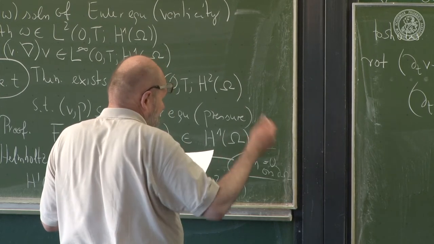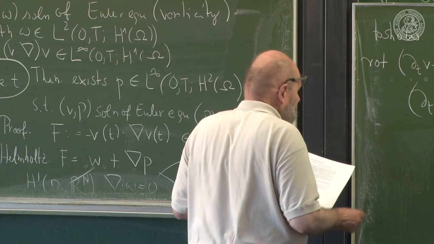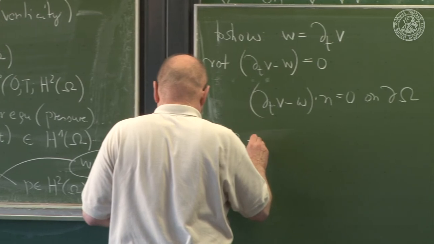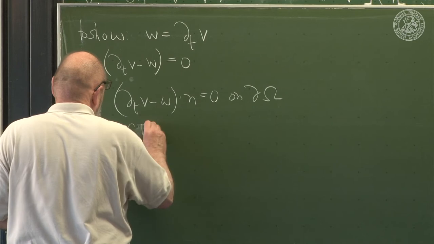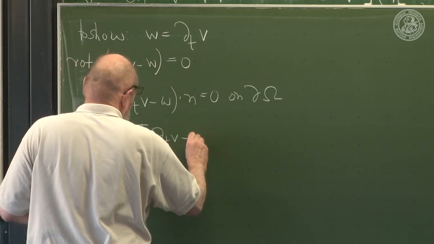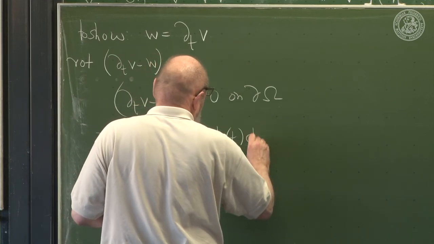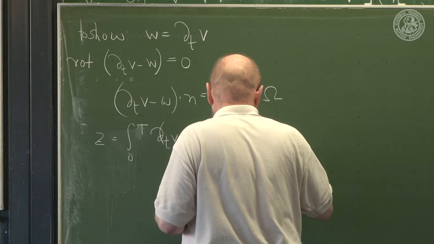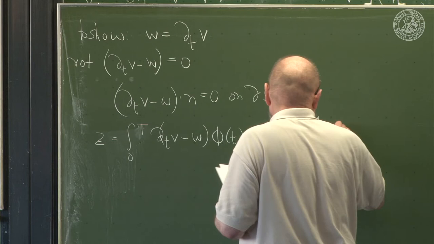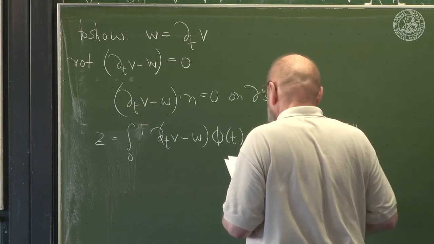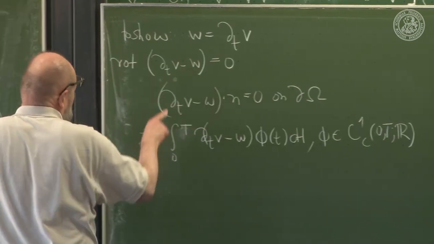This is all still time dependent at the moment. We would like to have a non-time-dependent function. So what we do, we integrate all of this over time times some test function. The test function is a C1 function with compact support, and it's only a scalar test function, so all these properties are maintained.